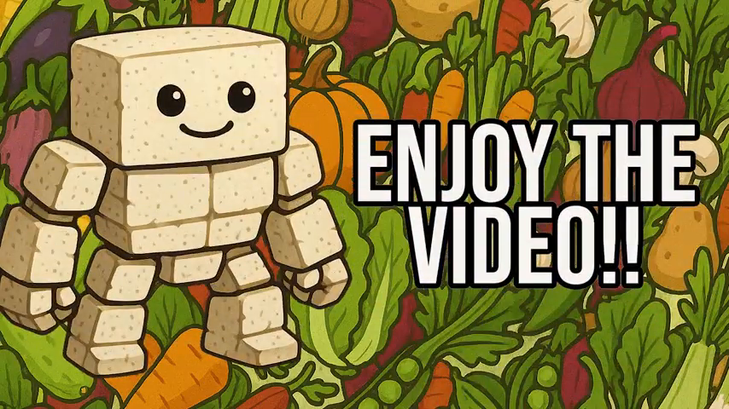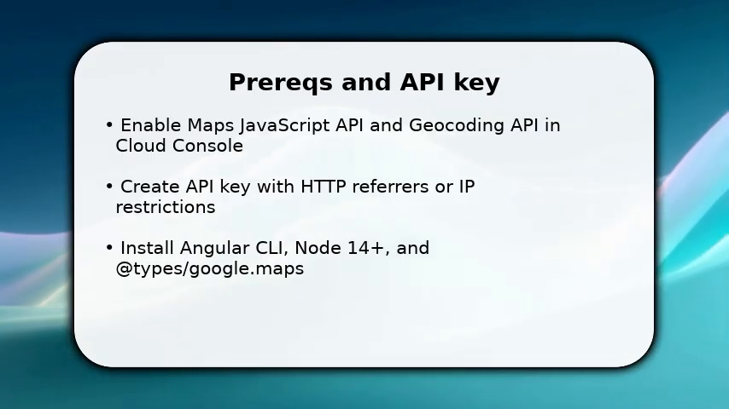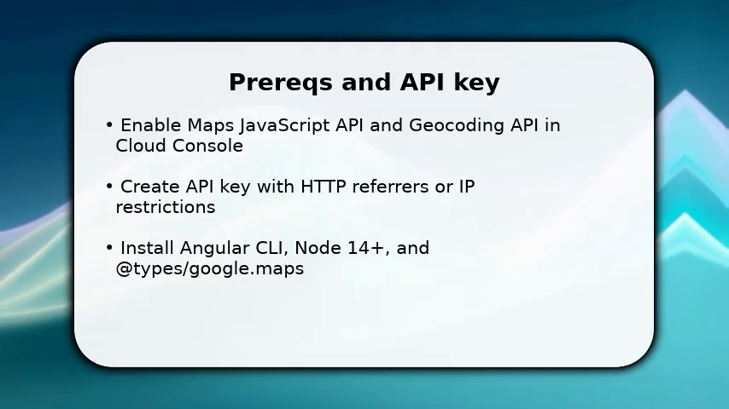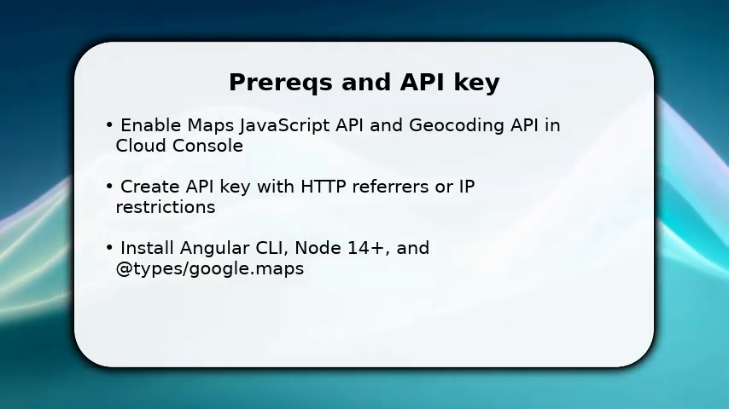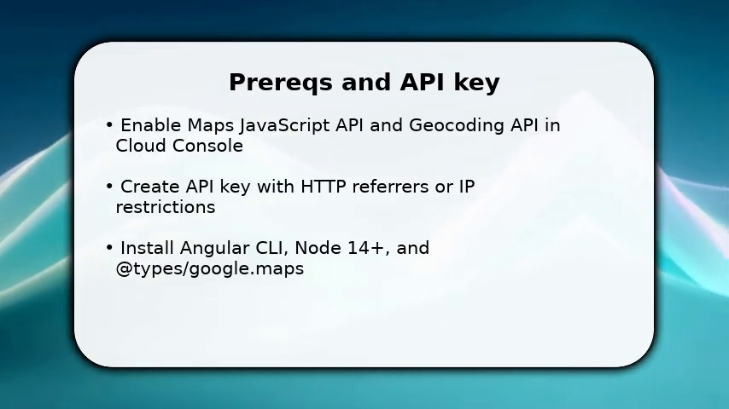Please enjoy the video. You already have an Angular project. Now get the API key and lock it down. Enable the Maps JavaScript API and Geocoding API in Google Cloud, then create a restricted API key tied to your domain. Once done, install any missing typings.